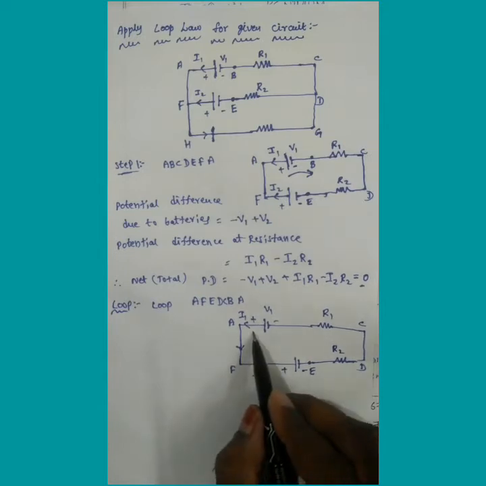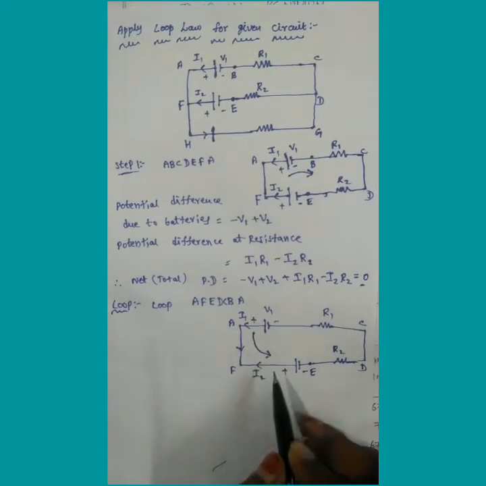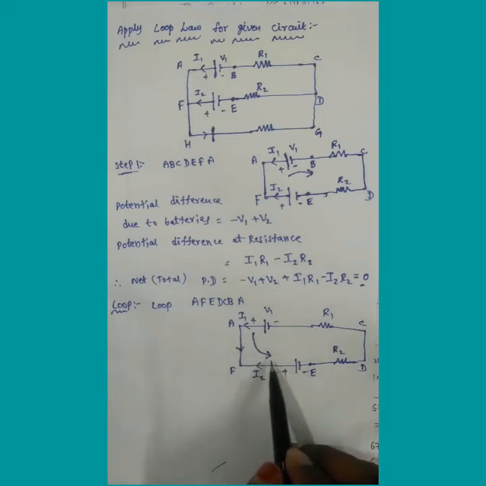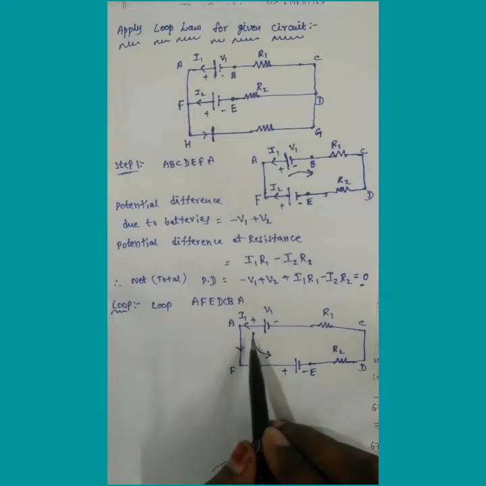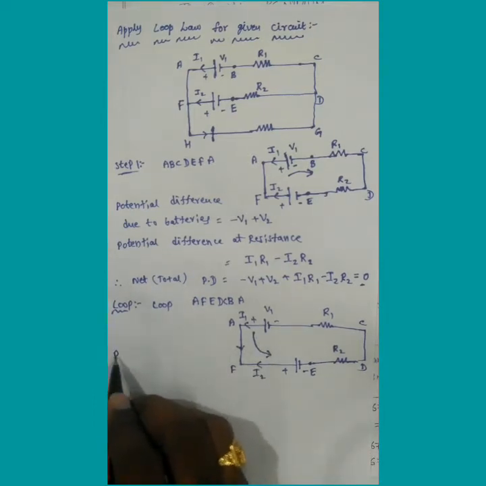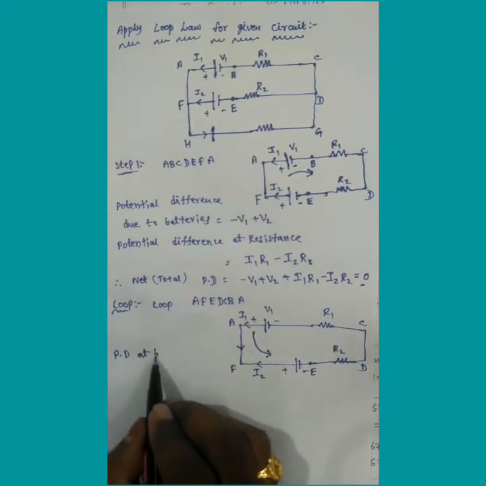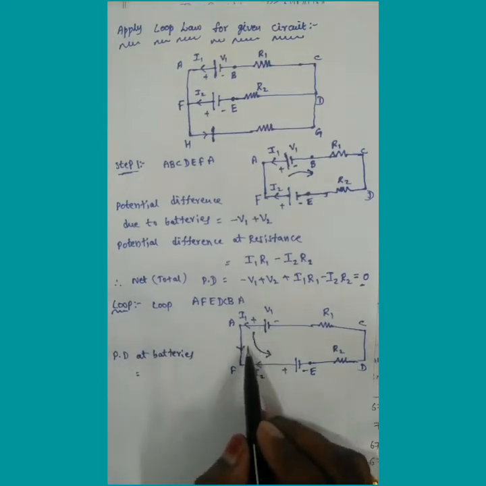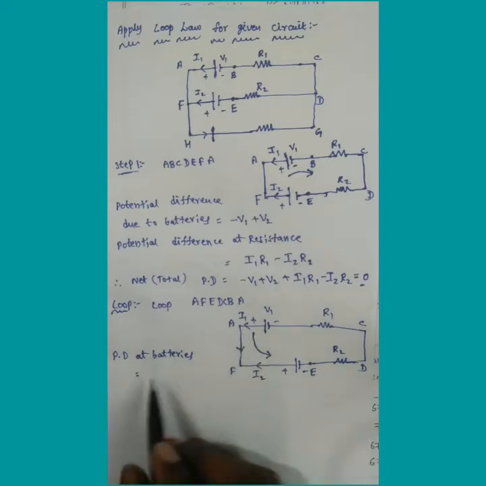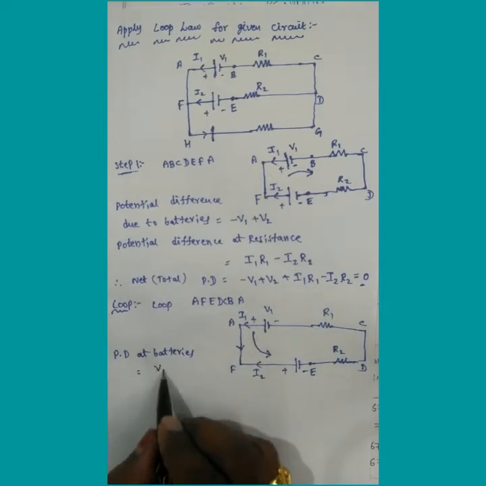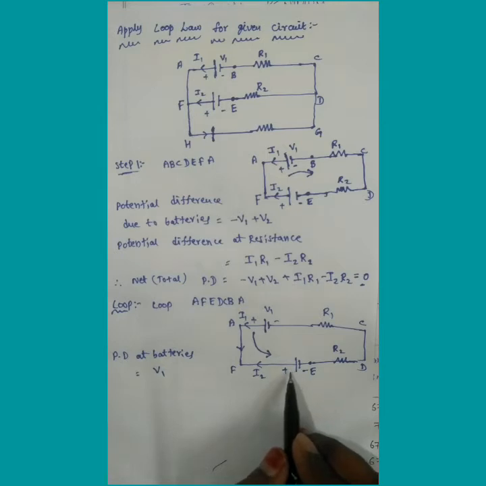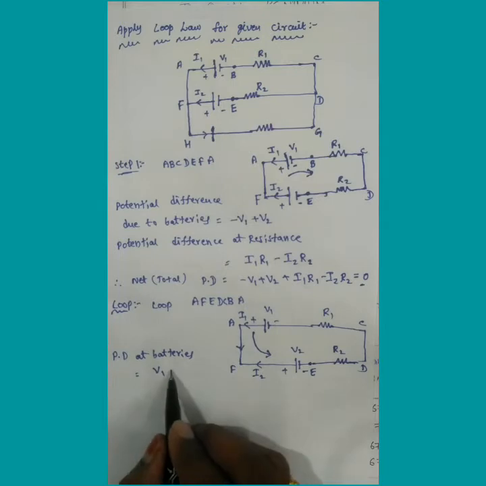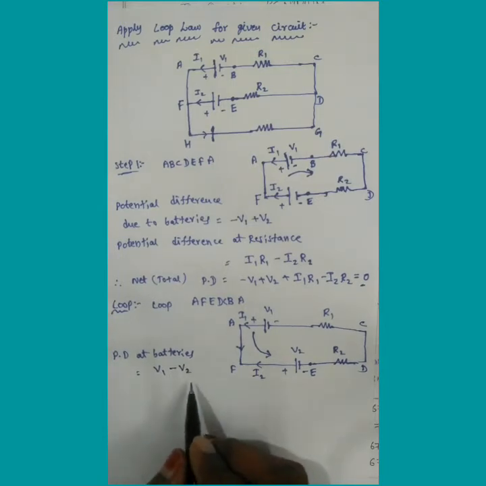Now in this situation we are taking the loop, that is also called the direction of action. The direction of action is along this direction, the current flowing direction. So for the potential difference at batteries, it is along that direction. That's why we have to take positive only, that means V1. But here, if we go from the positive terminal to the negative terminal, we have to take minus V2.